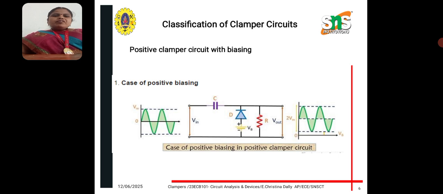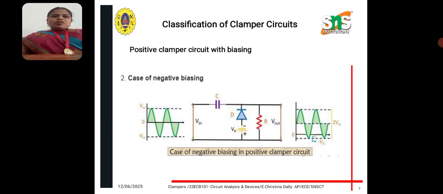The next one is the positive clamper circuit with biasing. Suppose the input signal is given, and we have taken the amplitude. From the figure itself we can say what happens to the output waveform due to the biasing. It shifts from 0 to 2 Vm. So that is termed the positive clamper circuit.